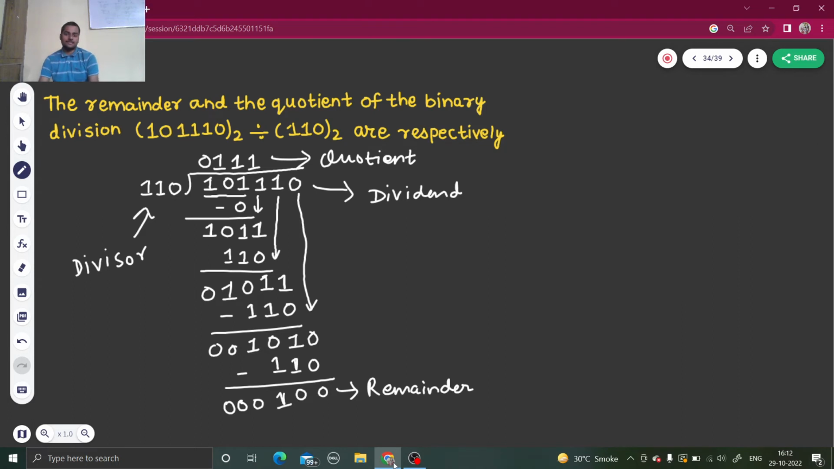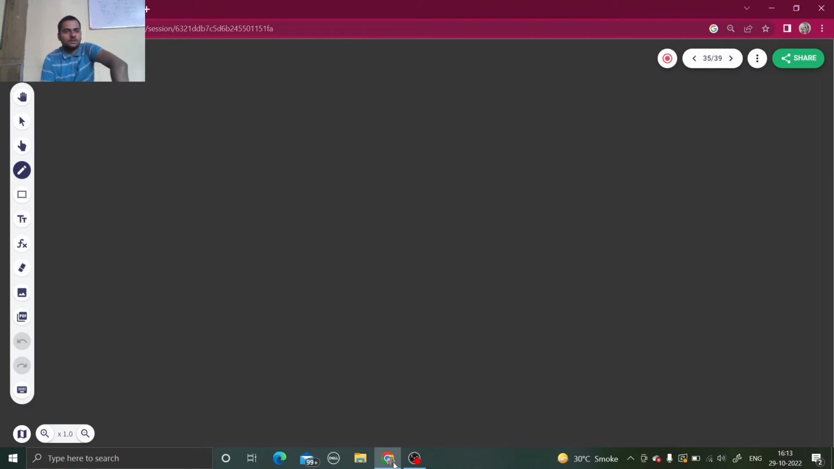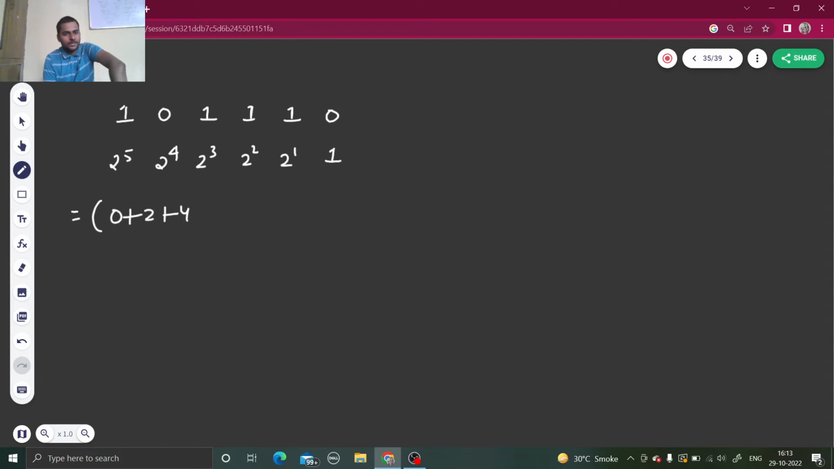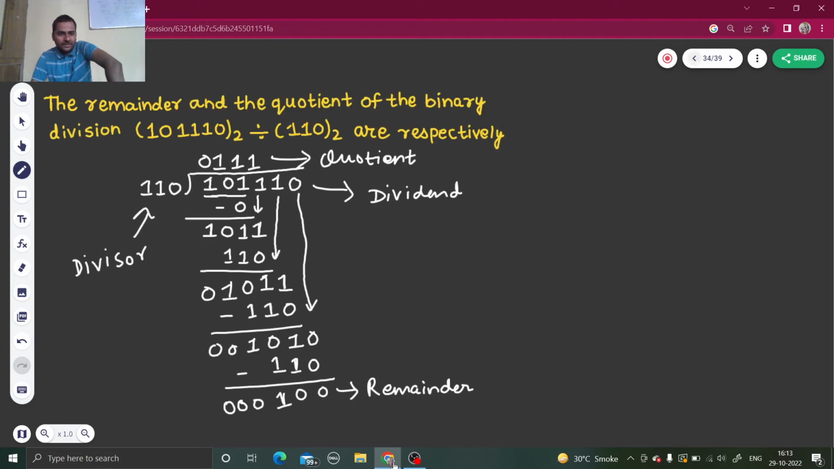Fine. So let's check our answer, because we have a lot of time, since we are not giving an examination right now; we are here for the matter of learning. So let's give the second method a try, which is converting both numbers to decimal, performing the operation, and bringing the result back to binary. So 101110: this will be multiplied by 2 power 0, 2 power 1, 2 power 2, 2 power 3, 2 power 4, and 2 power 5. So this will be 0 into 1 is 0, plus 2, plus 4, plus 8, plus 0, plus 32. 32 plus 8 is 40, plus 6 is 46. And this is obviously to the base 10. What we are dividing with, which is the divisor, is 110.